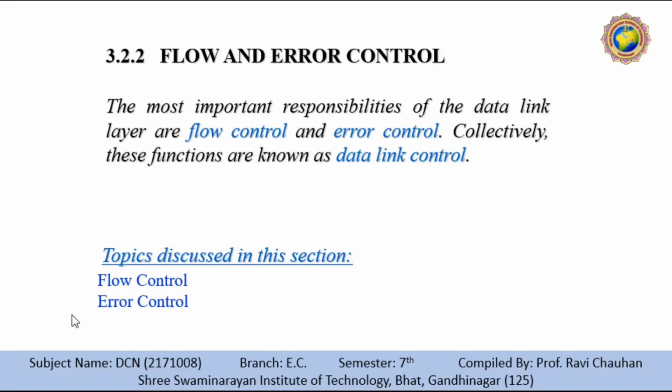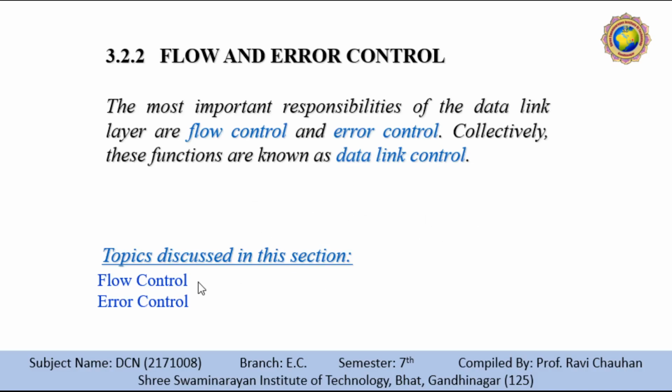Next point is flow and error control. A data communication requires at least two devices working together, one to send and the other to receive. Even such a basic arrangement requires a great deal of coordination for an intelligent exchange to occur. The most important responsibilities of the data link layer are flow control and error control. Collectively, these functions are known as data link control. Okay, it can be called data link control.